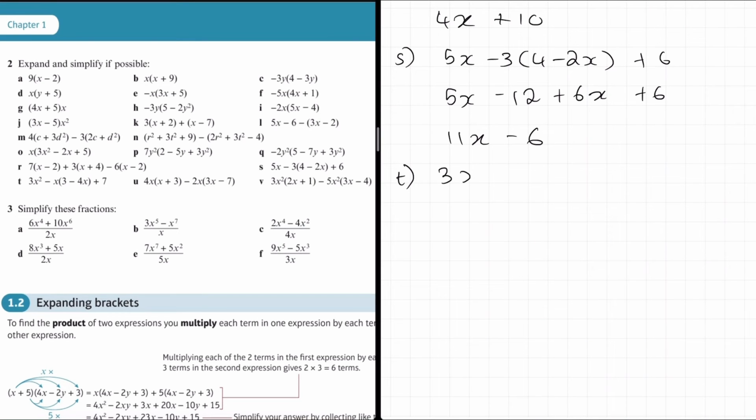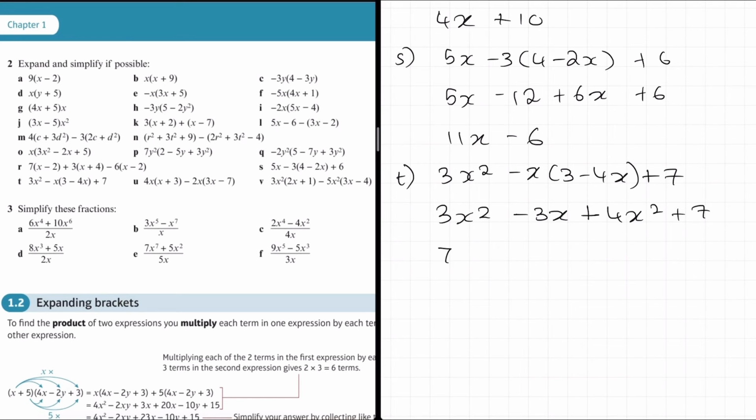T. 3x squared minus x times 3 minus 4x plus 7. 3x squared minus 3x minus x times minus 4x is positive 4x squared plus 7. Now when we collect like terms, we've got 3x squared plus 4x squared is 7x squared minus 3x plus 7.